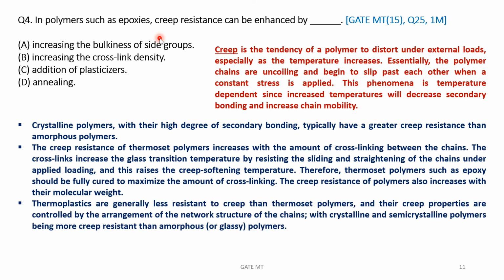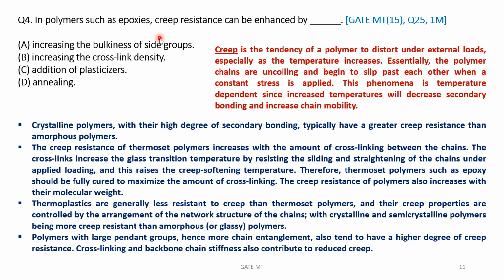Now we have thermoplast polymers. Thermoplast polymers are weaker in comparison to thermoset for creep resistance. The creep resistance can be increased by controlling the arrangement of the side groups or the network structure of the chain. Crystalline and semi-crystalline polymers are more creep resistant than amorphous polymers due to their more three-dimensional network structure. Also, polymers with large pendant groups or side groups will ensure more chain entanglement. More chain entanglement means it will be difficult to uncoil them, and therefore there will be a higher degree of creep resistance. So we can say that cross-linking and backbone stiffness will contribute to creep resistance.